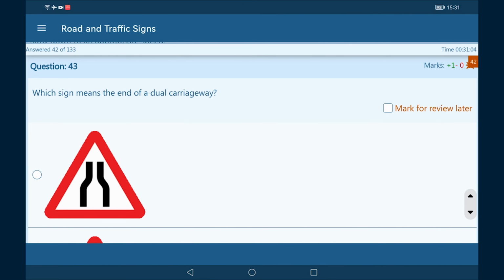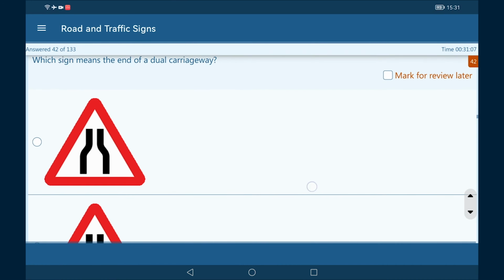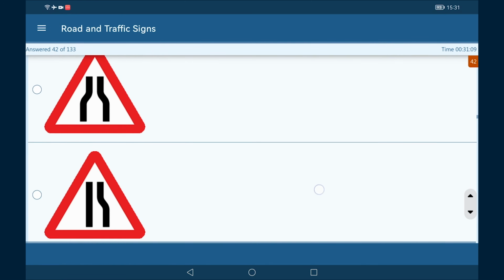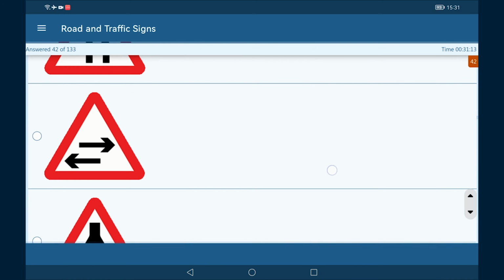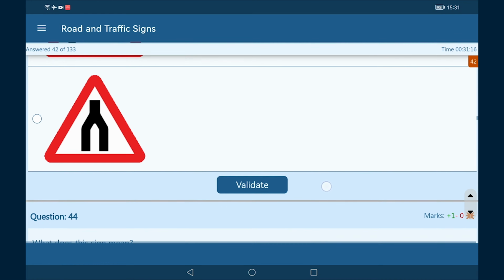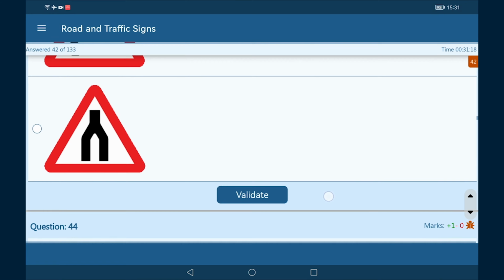Option 1, image. Option 2, image. Option 3, image. Option 4, image. The correct answer is option 4, image.